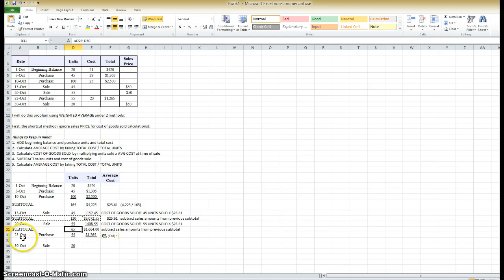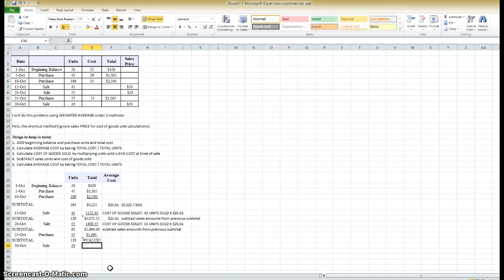On October 23rd, we had another purchase. So with the purchase, we're going to add, we had 65 units. We're going to add the 55 units from the purchase, which puts us back at 120 units. We're going to add the previous subtotal to the new purchase total. And we get a total of $2,929.